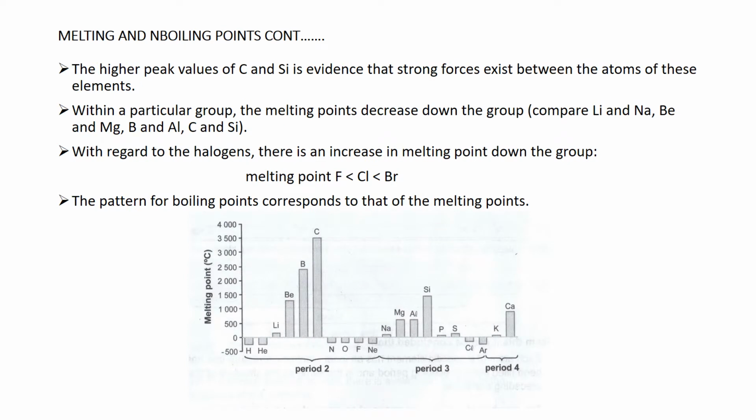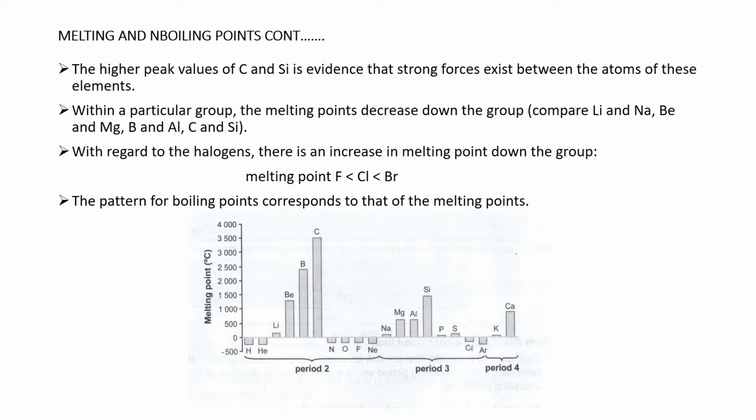The higher peak values of carbon and silicon, as you can see on the diagram below, show that carbon and silicon both have the highest peaks compared to the other elements in the same period. So this shows that strong forces exist between the atoms of these elements. So strong forces exist between the atoms of carbon and silicon.